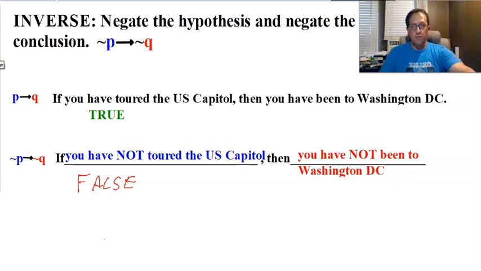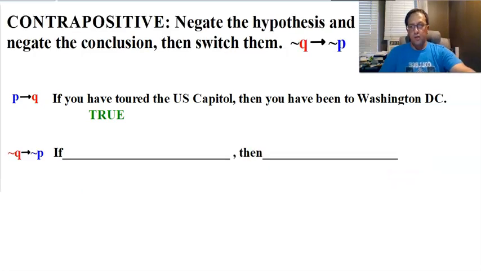So let's take a look at the next one. This is the contrapositive. That's a nice big word for you. What this does is it negates the hypothesis and the conclusion, just like we did in the inverse, but then we switch them like we did in the converse. So it is the inverse of the converse. Okay? So we have our same statement. Instead of saying you have toured the U.S. Capitol, we're going to say you have not toured the U.S.